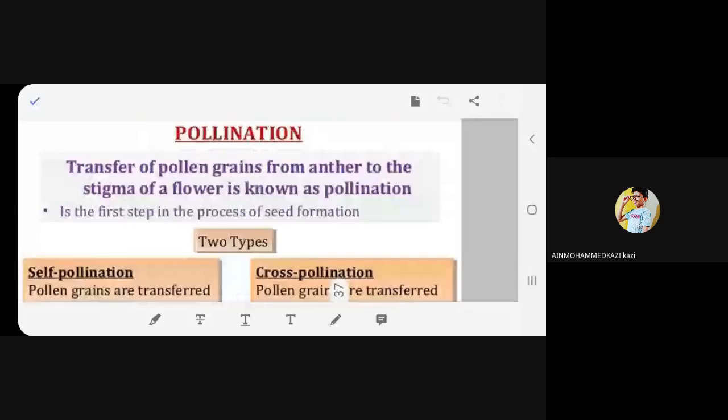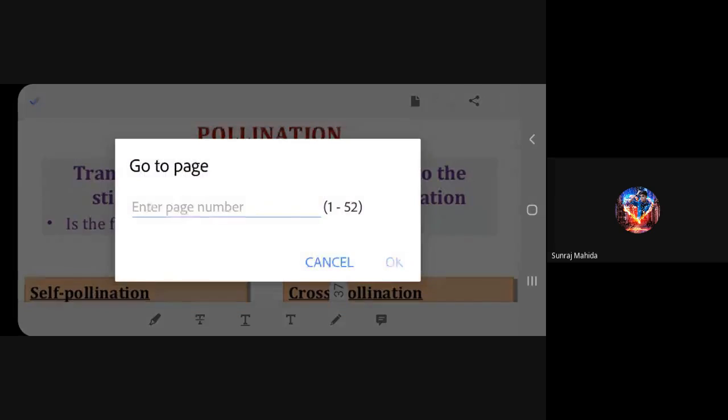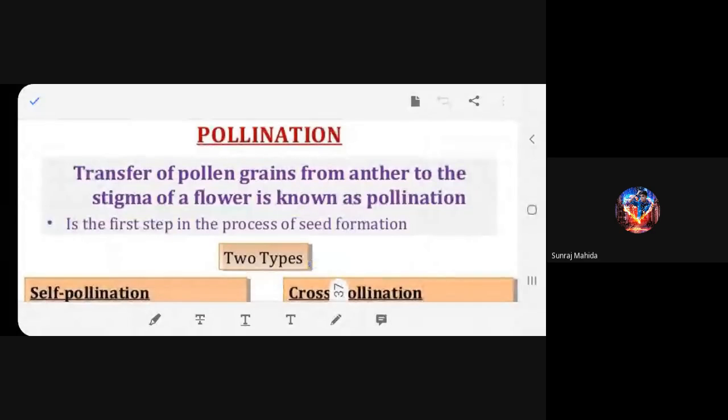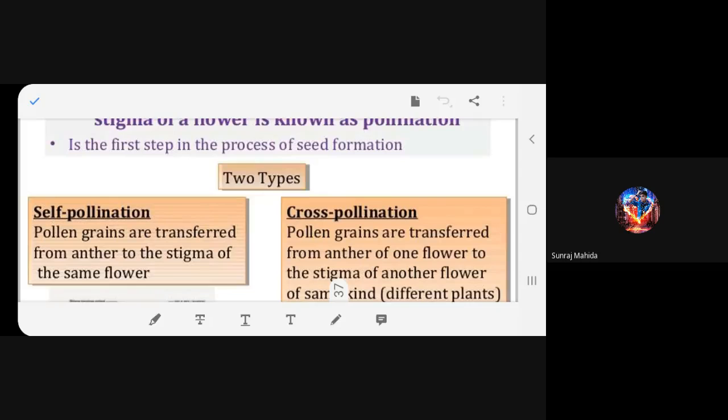Now we revise again regarding pollination. Please start. Pollination: transfer of pollen grains from anther to the stigma of a flower is known as pollination. It is the first step in the process of seed formation.